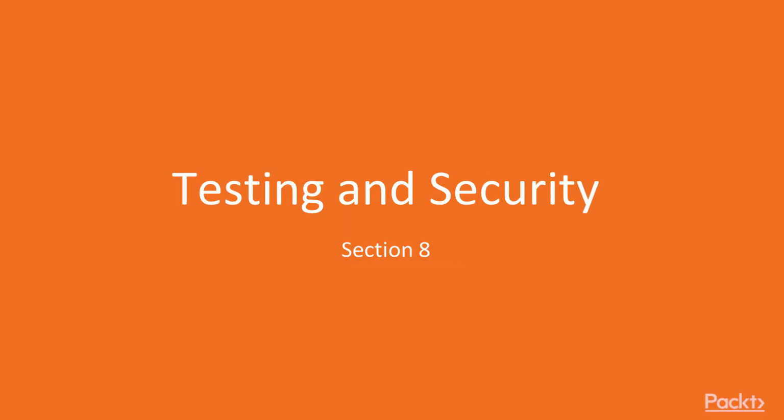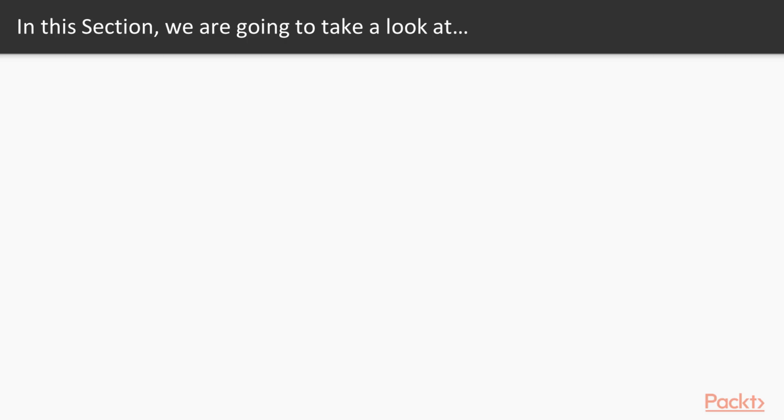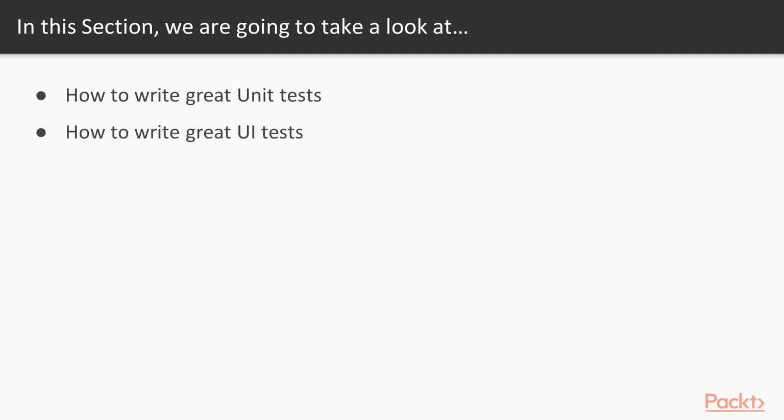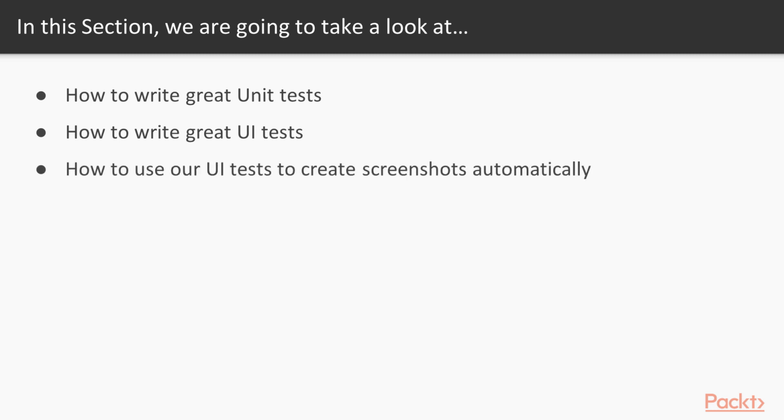Section 8. Testing and Security. In this section, we're going to learn how to write great unit tests. We will also look at UI tests and how to write great UI tests. We will then use those UI tests to create screenshots of our app automatically.